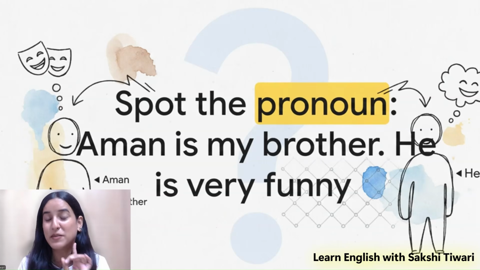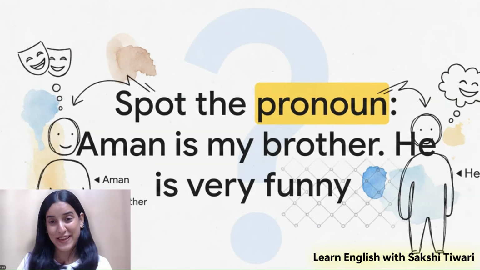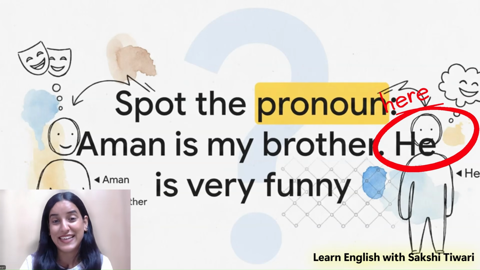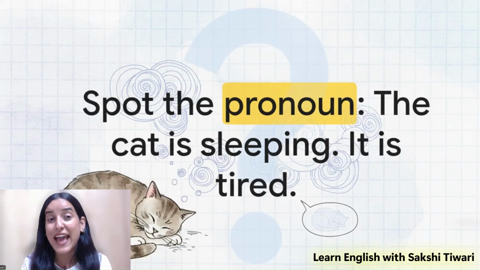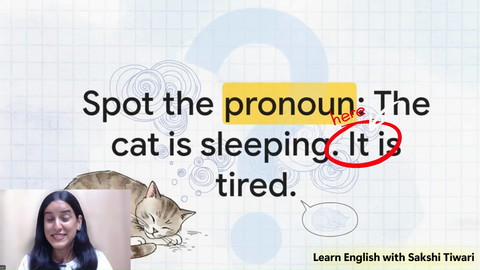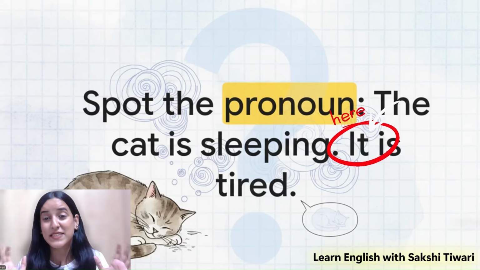Now let's spot the pronoun. Let's identify the pronouns, all right? So Aman is my brother. He's very funny. Which word is the pronoun here? Great. I'm confident that you said he. Yes. Next one. The cat is sleeping. It is tired. देखो, the cat तो हो गया noun और pronoun हुआ it, right? Yes. Okay, चलो अब ये वाली activity करते हैं and I'm very confident कि आप इसके भी सारे सही जवाब देंगे.